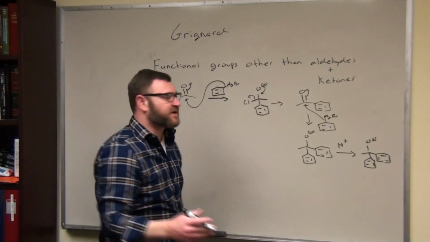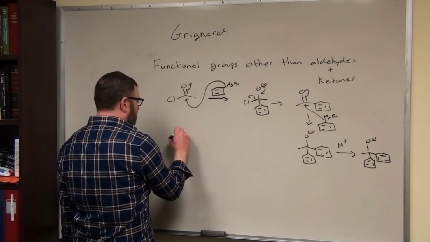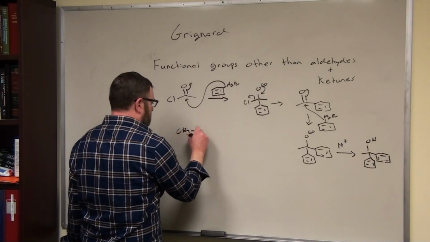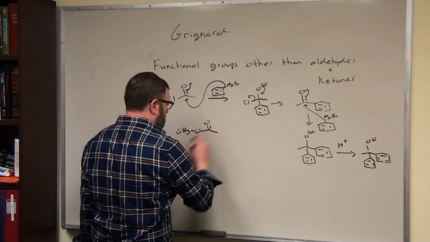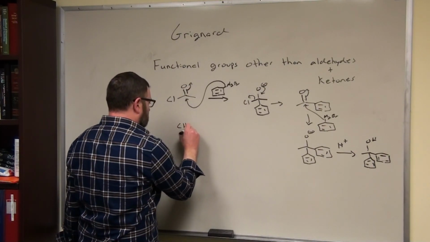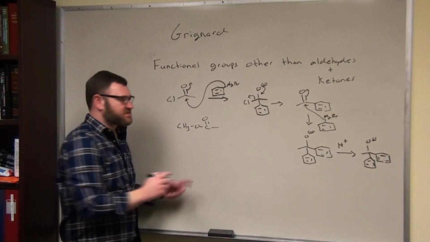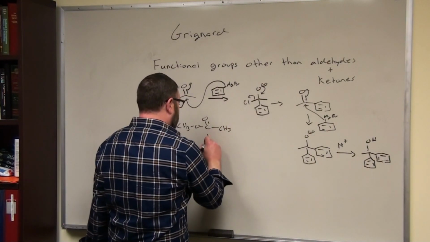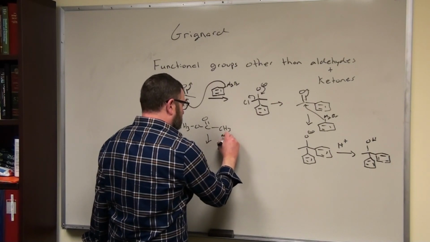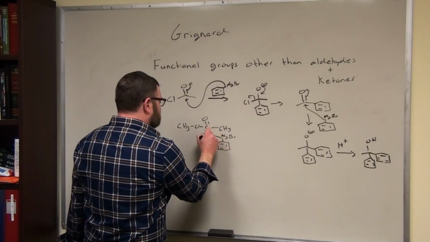Esters do the same thing because again they have a leaving group that's on them. So if I have something like this, and I react this with a Grignard reagent, the same thing is going to happen that happened over here. This is going to go and attack.